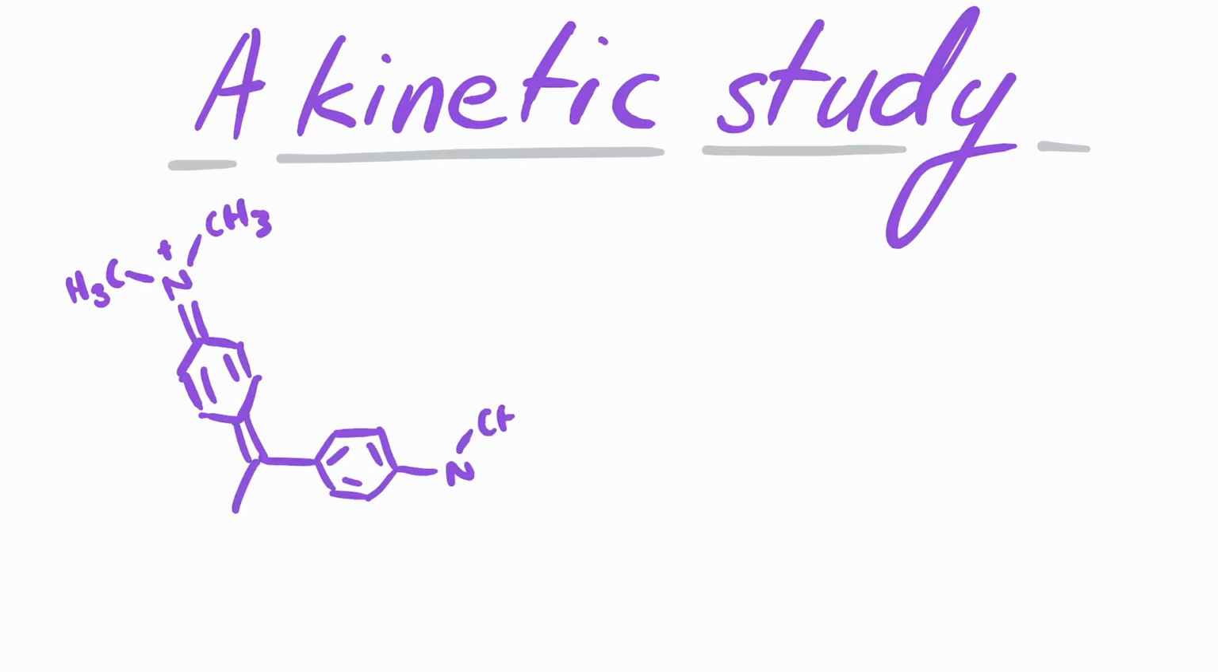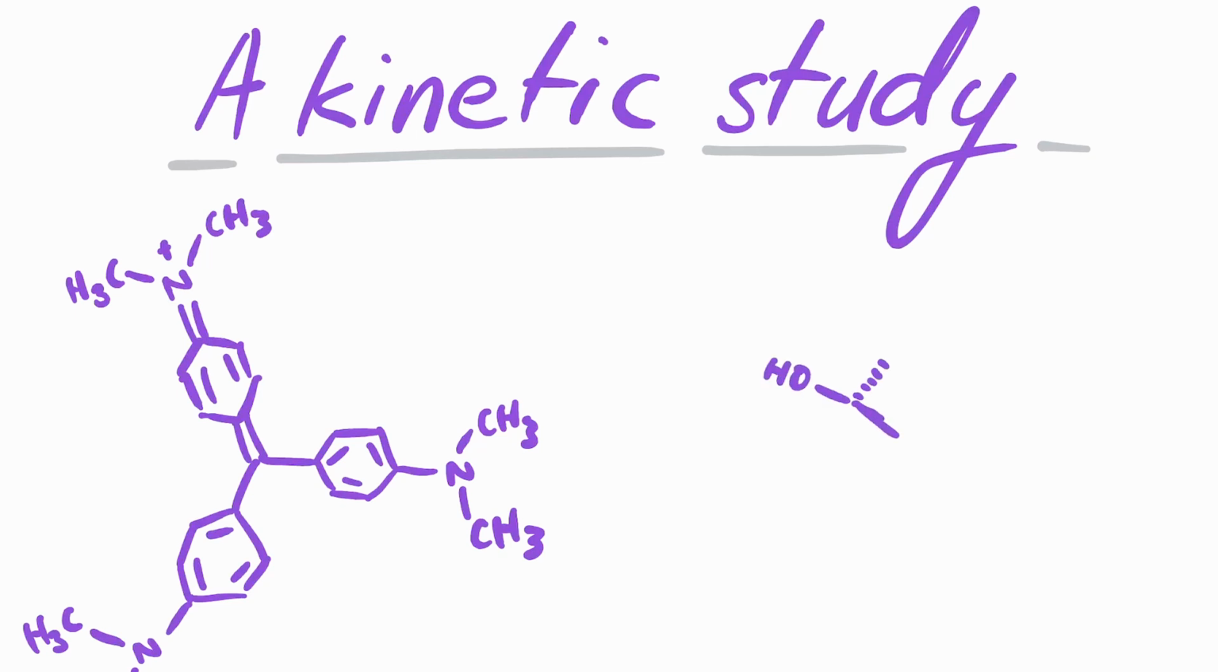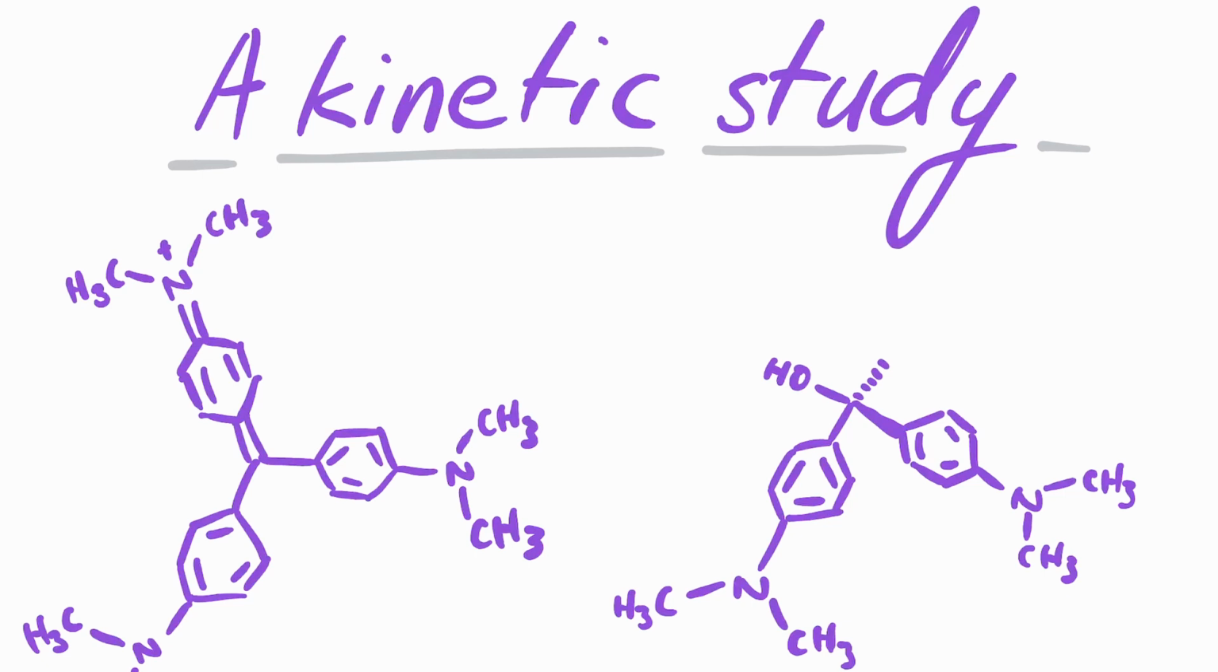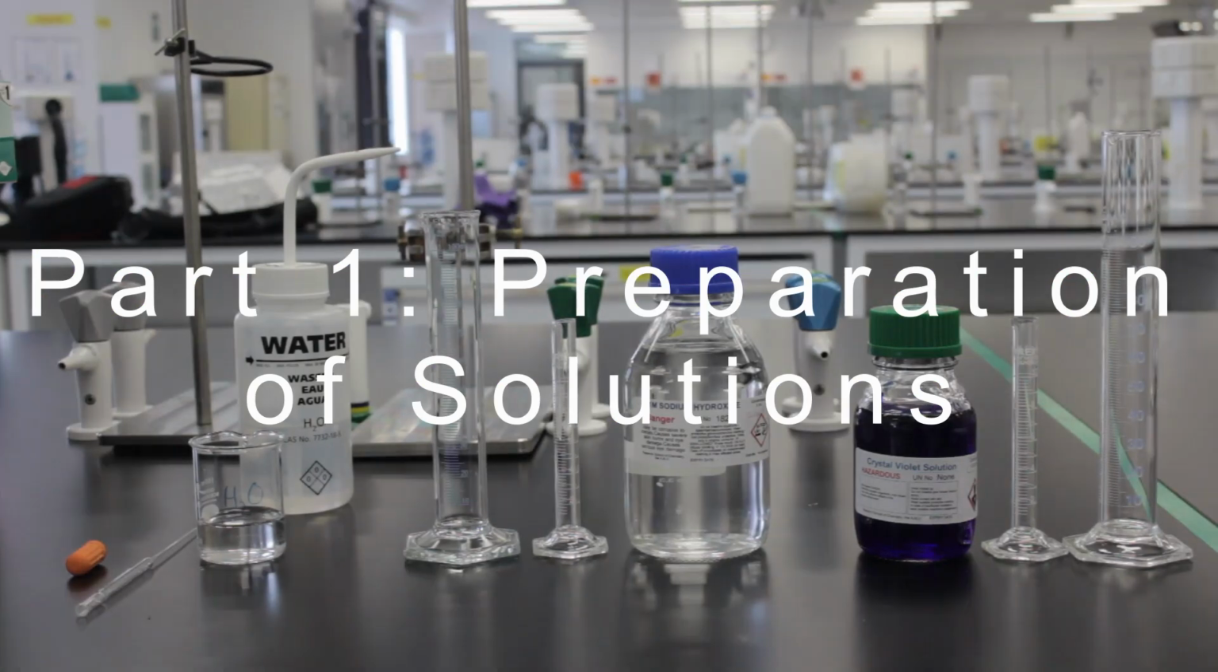In this experiment, we will be using photospectrometry to analyze the reaction kinetics of crystal violet with 3 concentrations of sodium hydroxide solution. This data can then be used to find the rate constant for this reaction. Let's prepare our first solution.